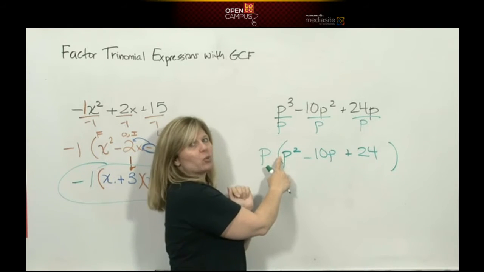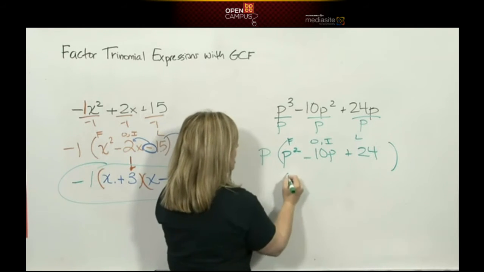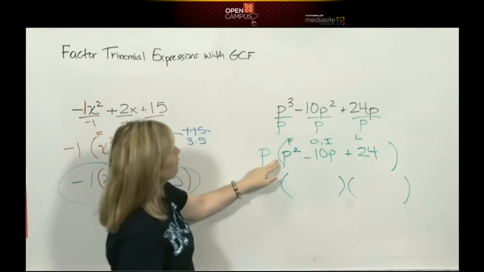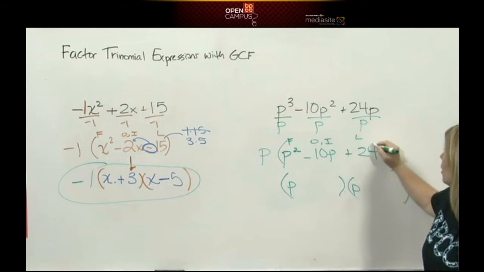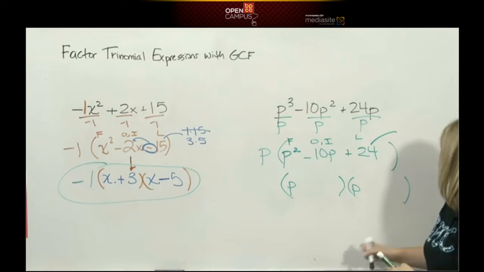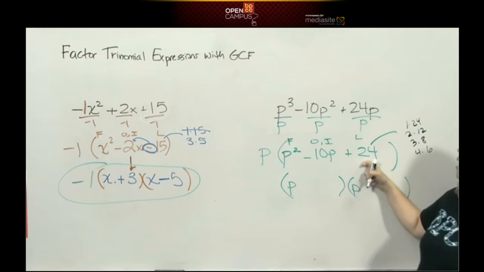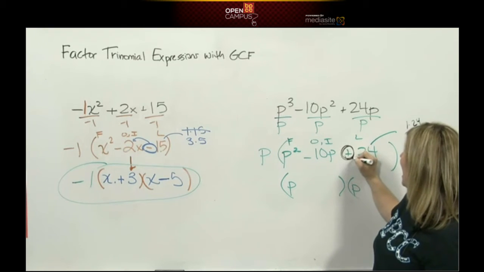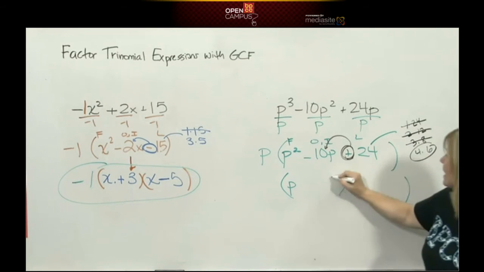Now if you look inside, I still have 3 terms, trinomial, but this is in correct order. The leading coefficient is 1, and we have a p squared. So this is doing backwards FOIL. So I'll put my 2 sets of parentheses. First term, the only thing that can multiply to p squared is p times p. Last term, oh my, it's 24. Many options. 1 and 24, 2 and 12, 3 and 8, 4 and 6. Let's read. I want to multiply to 24 and add to 10. 1 and 24 adds to 25. 2 and 12 adds to 14. 3 and 8 adds to 11. 4 and 6 adds to 10.